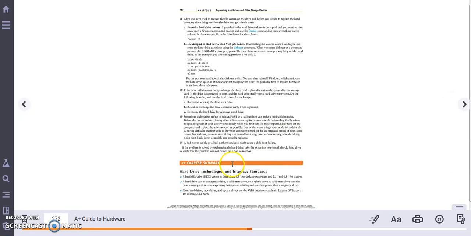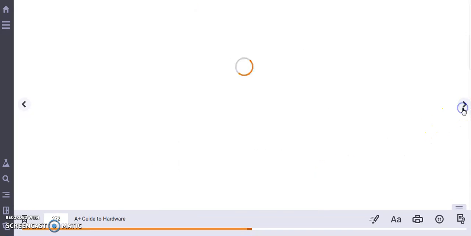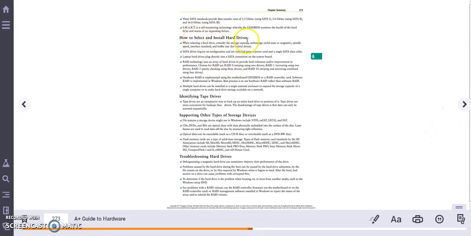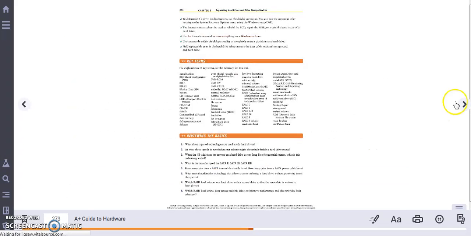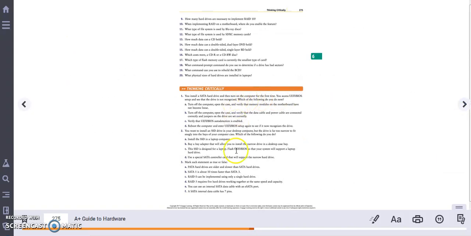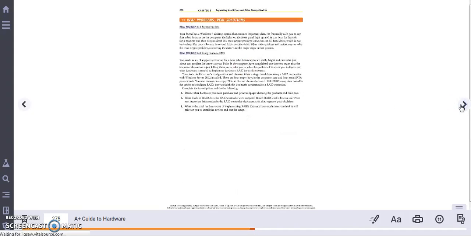And then here's the chapter summary on page 272. We talk about hard drive technologies and interface standards, how to select and install hard drives, identifying tape drives, supporting other types of storage devices, troubleshooting hard drives, key terms, and then reviewing the basics, thinking critically, and then real problems, real solutions. If you want to write about these, that's fine too.